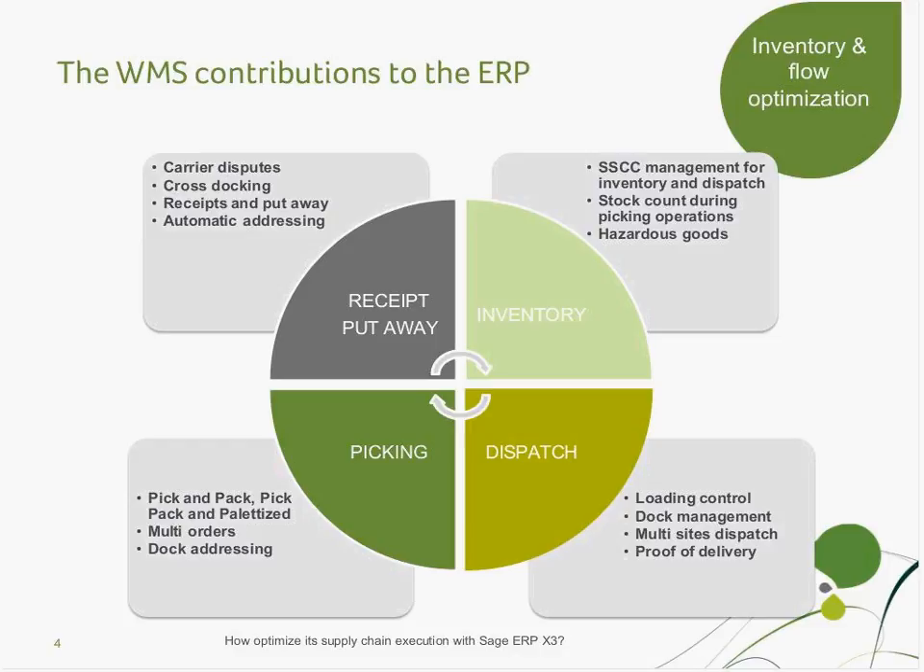Another example: stock counts can be done without interrupting operations. Shipping units can be checked during the loading phase in order to control that they are in the right trucks. So you understand that with a WMS, we are always depending on the different physical flows we have to do. It means that we have to know in the WMS at all times where the physical logistic units are that people have to take, put away, ship, load, and so on.